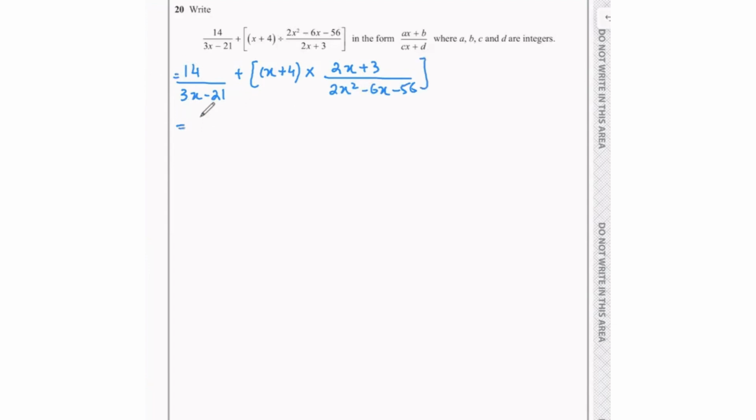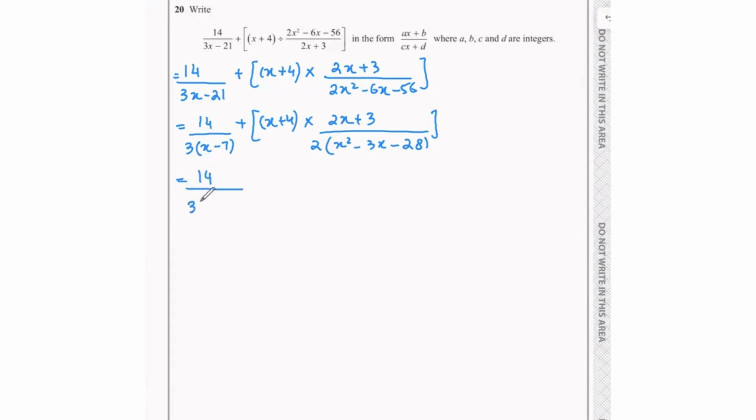Next, what I'm going to do is I'm going to take 3 common from over here. So that's going to be x minus 7 in the bracket. And over here, I'm going to take 2 common from the denominator. So that's going to be 2 times x squared minus 3x minus 28. So now I'm going to factorize this quadratic equation.